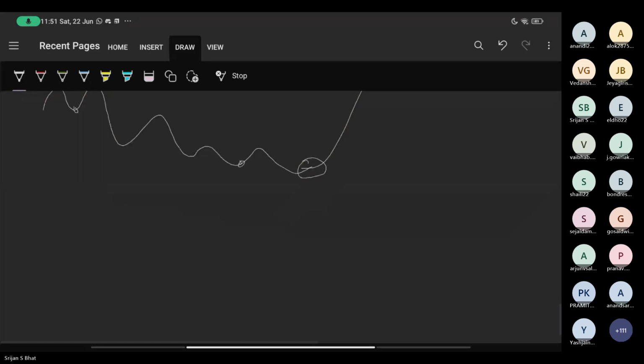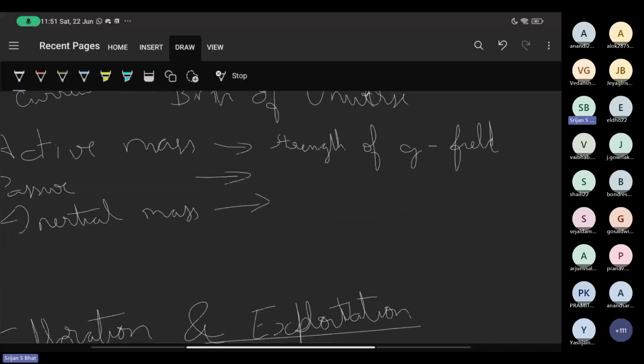Okay. So passive mass is how it interacts, like strength of interaction. And I hope everyone knows what is inertial mass. What is inertial mass? It's just the resistance to change in state of motion, which you have learned in, I think, 9th grade it was.